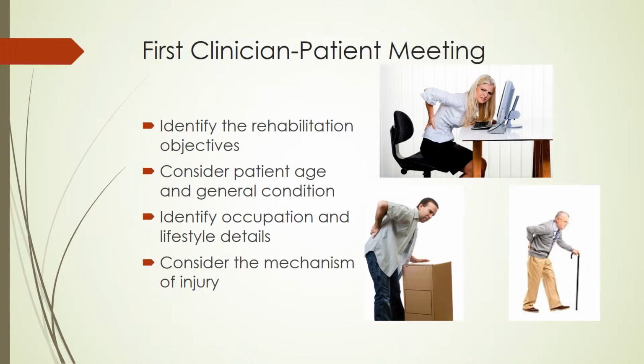You also need to identify their occupation and lifestyle details. Decide if they're just trying to get back to normal return to play or return to work activities, or are they a weekend warrior who wants to be able to play basketball on the weekends or play in his softball league at night in the summers. You should also consider the mechanism of injury, whether it was an acute injury that happened or whether it was a chronic overuse over a long period of time that has just finally gotten to the point where they decided to get it looked at.